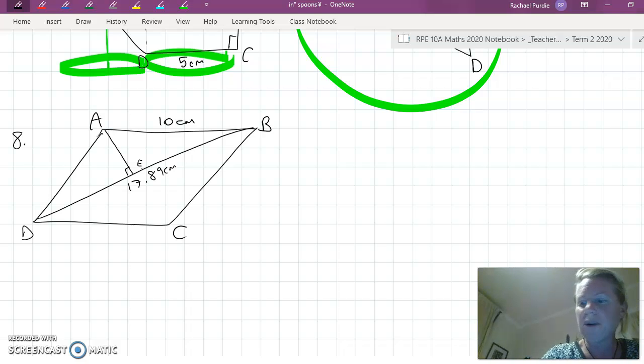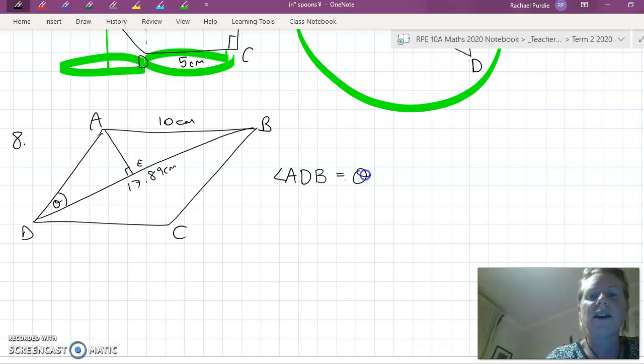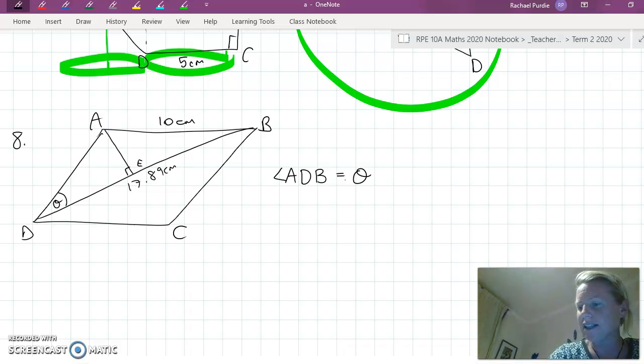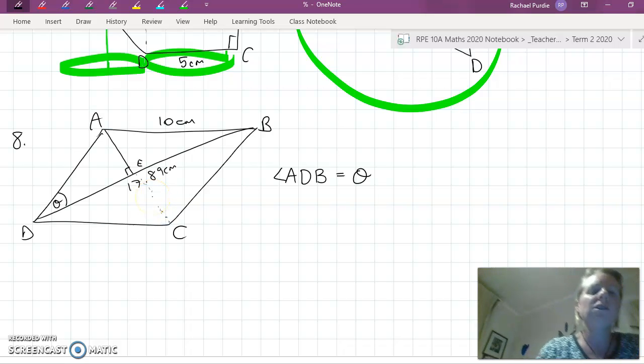We want to calculate theta, which is this angle here, angle ADB. If we wanted to use good notation to describe that angle theta, it is angle ADB or BDA. Either of those works. So we want to calculate how big that is. What else do we want to calculate? The length of diagonal AC, if we extend this diagonal all the way here. So, finding theta first.